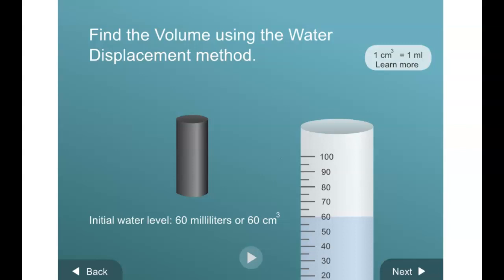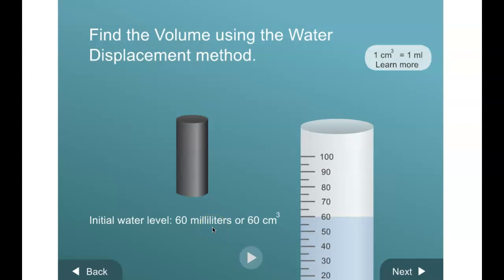This video is meant to show you how to find the volume of a solid object using the water displacement method. So if I wanted to use this displacement method, I would start by pouring water into a graduated cylinder and recording the initial volume. Notice the initial volume is 60 milliliters.